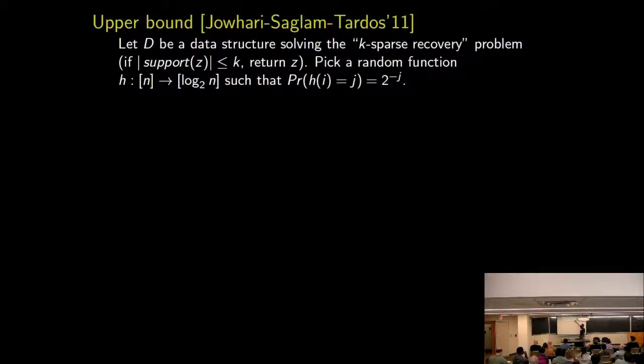Then I'll pick a random function which maps my universe of all fruits into a range of size log n, 1, 2, 3 up to log n, such that the probability that a fruit gets mapped to j is 1 over 2 to the j. You can say, well, I need a low memory solution. How can I store this random function that takes a lot of random numbers? That's not low memory. It turns out you don't really need a truly random function. You just need a pseudo-random function, and I don't want to get into that, but you can do it.